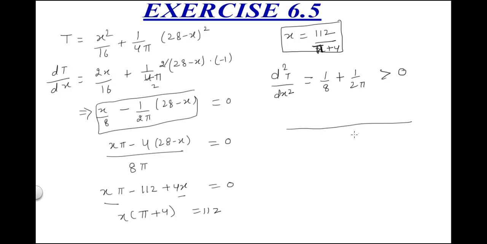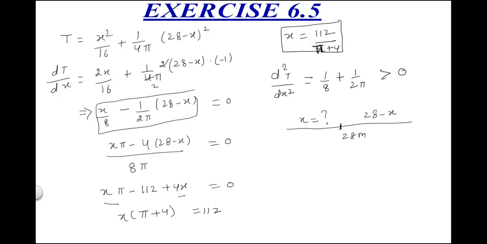So what is the length of the piece? That means it was total 28 meters, and we have to cut it into two pieces. So we have to find out the length of the pieces. One was x, another was 28 minus x. So you have got x, you can find out 28 minus x also. This is how you are going to solve the question.